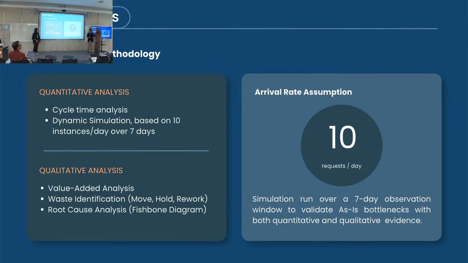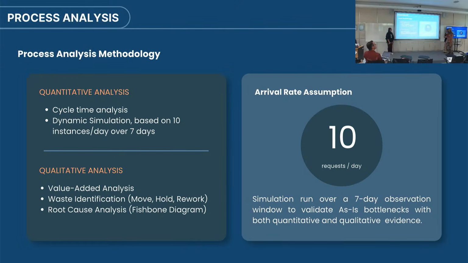To validate our findings, we used both qualitative and quantitative methods. Quantitatively, we performed a cycle time analysis and ran a dynamic simulation based on an arrival rate of 10 requests per day. Qualitatively, we did a value-added analysis, classified process waste under the move, hold, and rework categories, and conducted a fishbone root cause analysis.